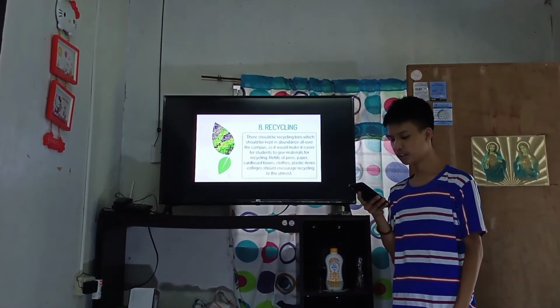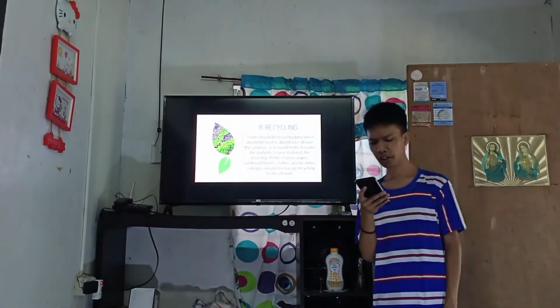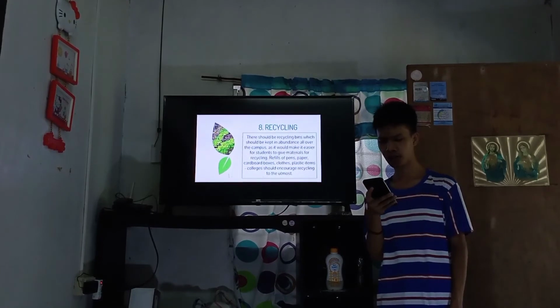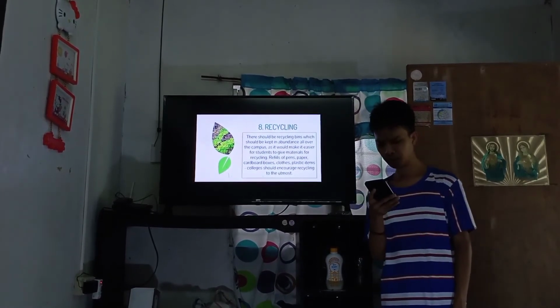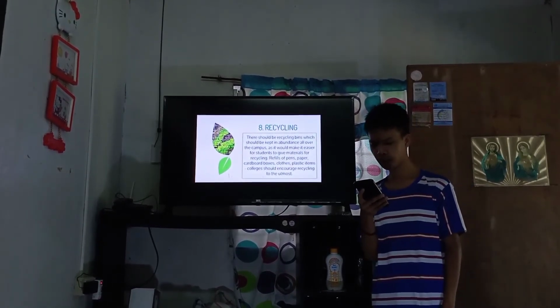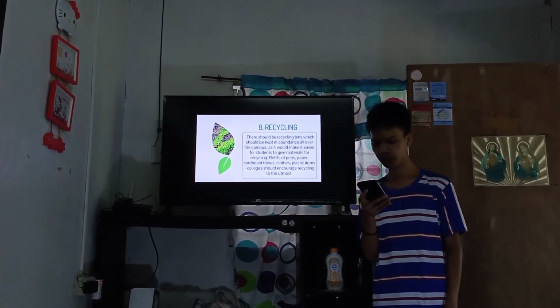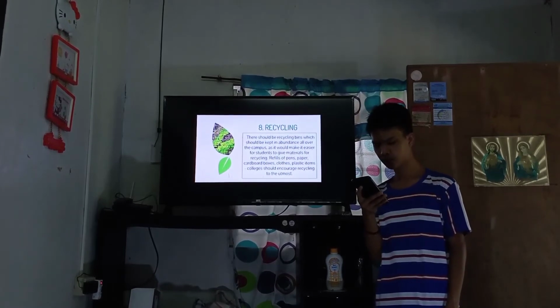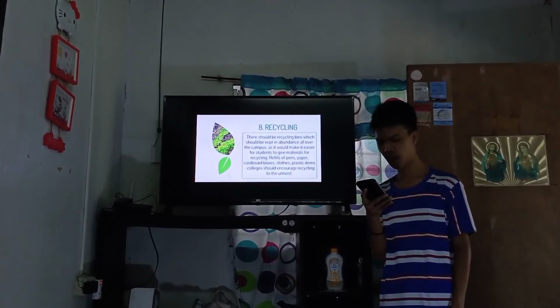Number 8. Recycling. There should be recycling bins kept in abundance all over the campus, as it would make it easier for students to give materials for recycling: refills of pens, paper, cardboard boxes, clothes, plastic items. Colleges should encourage recycling to the utmost.